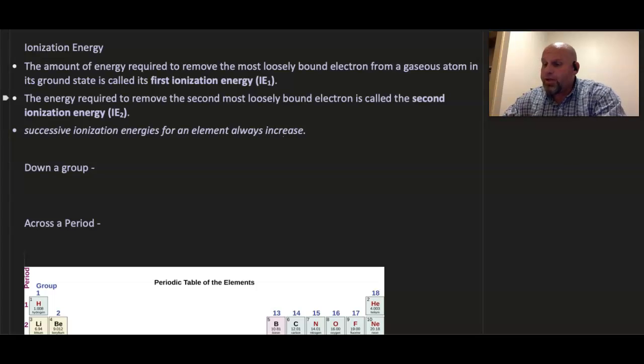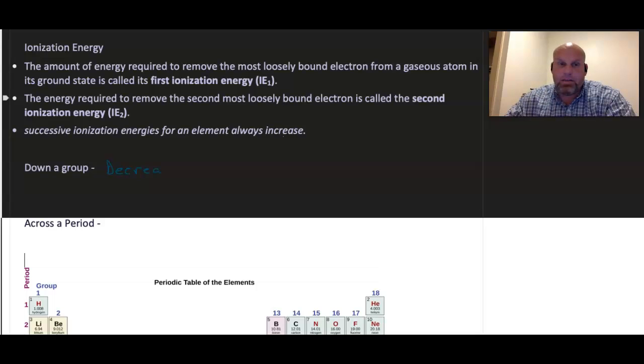So let's think about the trends here. Now that we know what the definition is, let's think about what those trends are. As I move down a group, the significant thing that happens is I'm adding energy levels. And so the valence electrons are getting further from the nucleus, and that force of attraction becomes weaker. So as I move down a group, ionization energy is going to decrease.